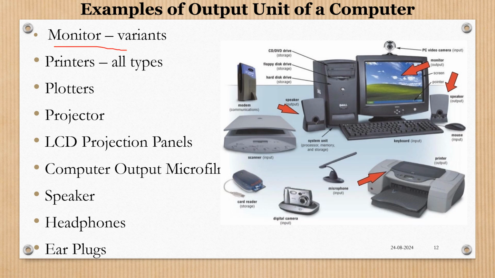You can see the output results on the screen. The printer, you can fetch the hard copy. Next is the plotter, projector, LCD projection panel, computer output, microfiles, microfilms, and the speakers, headphones, earplugs. All these types of devices are called the output units.